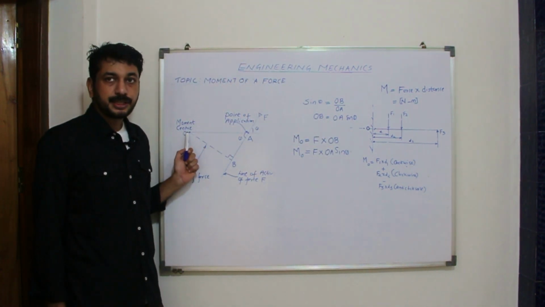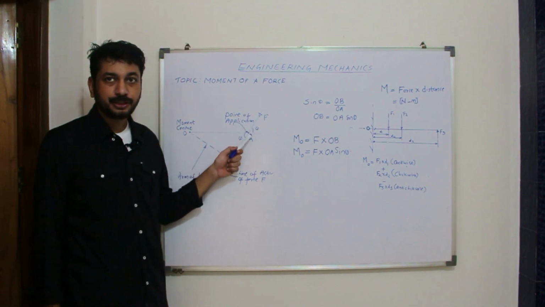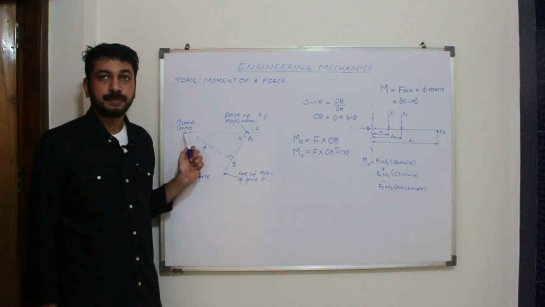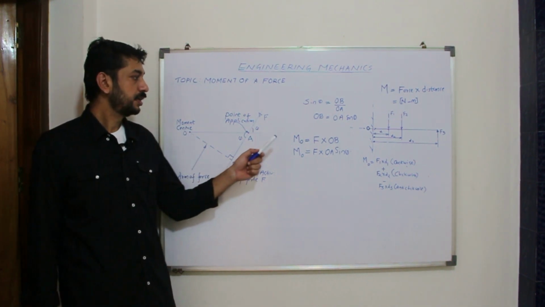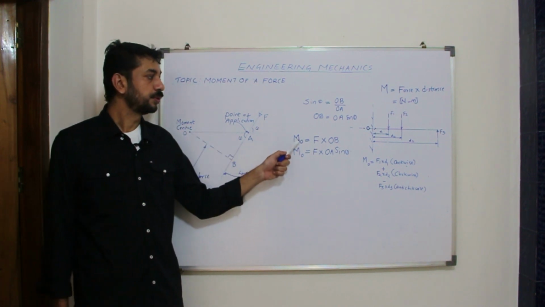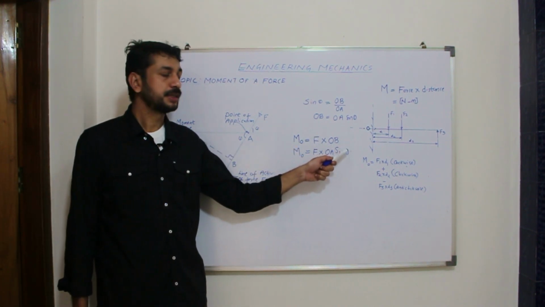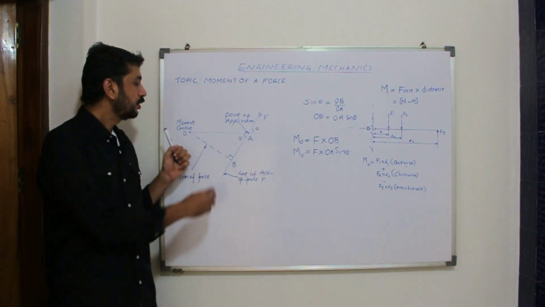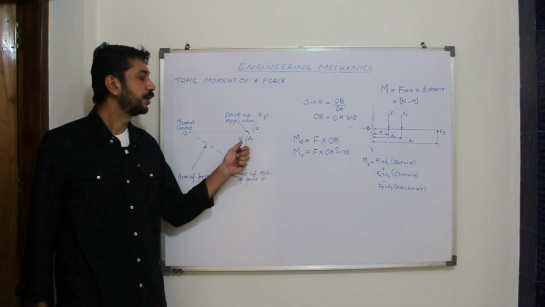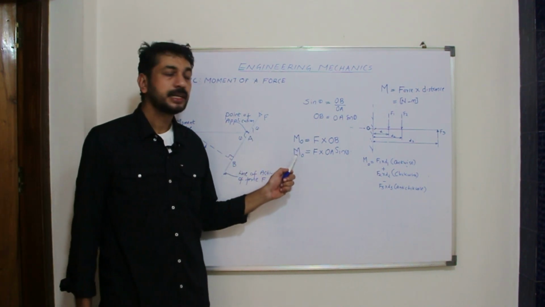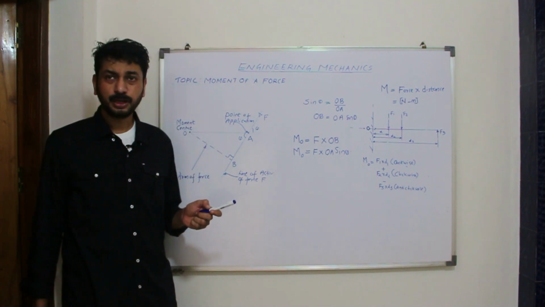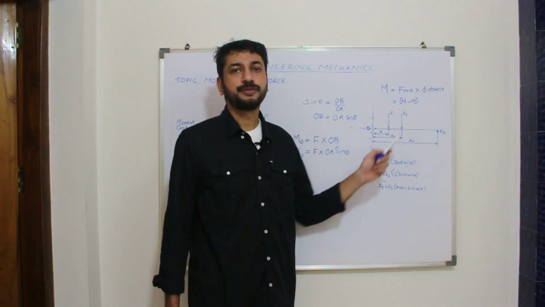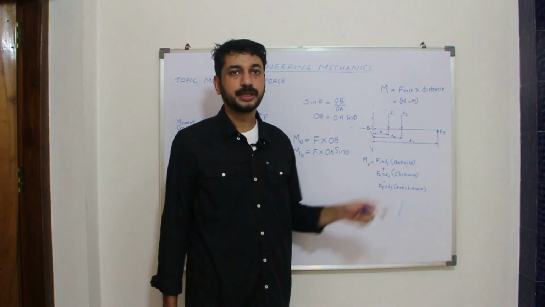Here O is the moment center, A is the point of application of force F, this is the line of action of the force F, OB is the required perpendicular distance. Moment about center O is equal to magnitude of force into perpendicular distance. Here it is OB; we get the value of OB from sin theta, which is opposite OB by OA. Substitute the value, then we get the required moment. What is the unit of moment? We know that it is the multiplication of force and distance, so we get Newton meter.